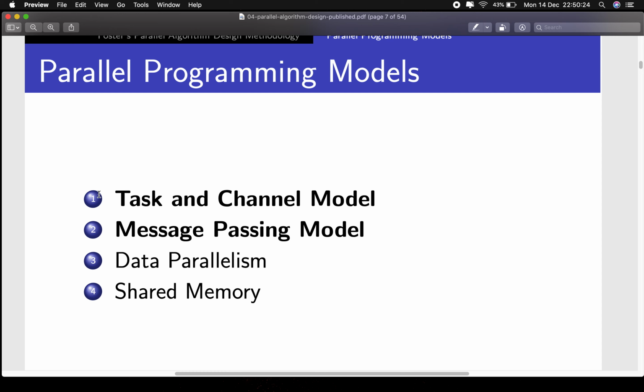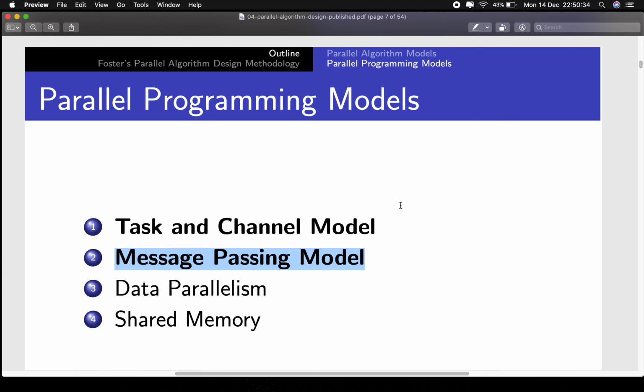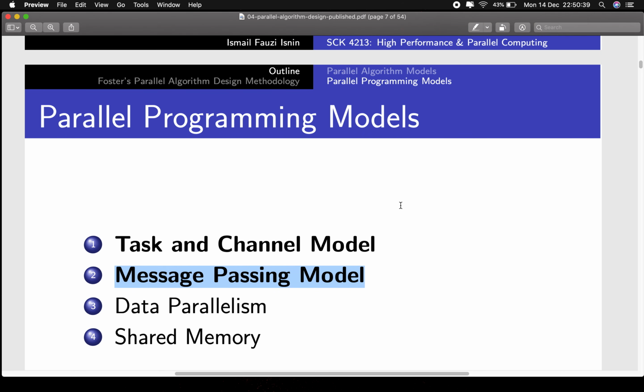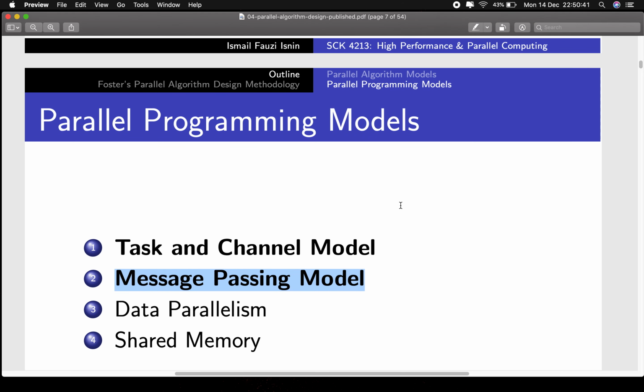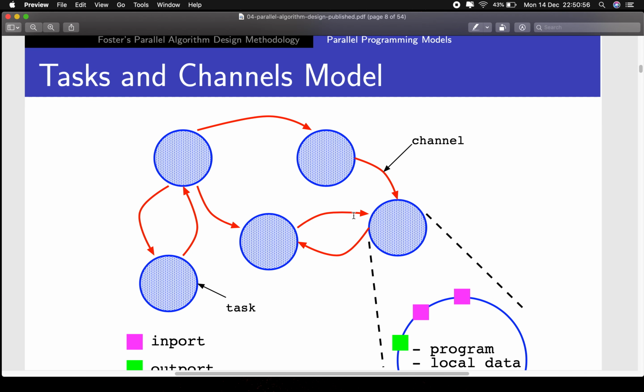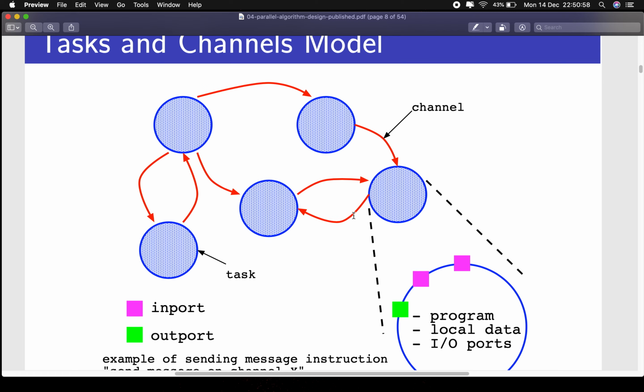On the programming model, first we're going to look into the task and channel model, and then the message passing model. Third is data parallelism, and lastly shared memory. Still, all of this is theory. You need to know about the things inside all of these parallel programming models and parallel algorithm models. Over here, this is an example of the task channel model.